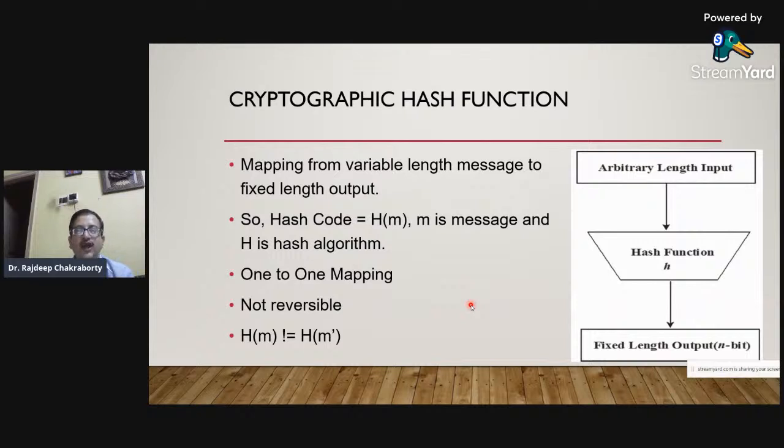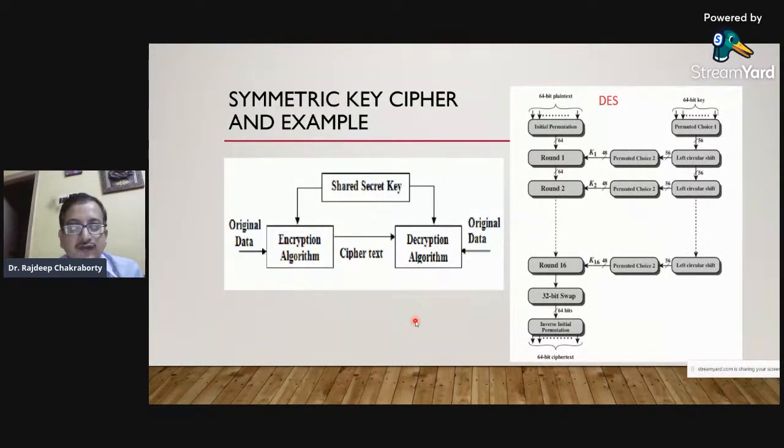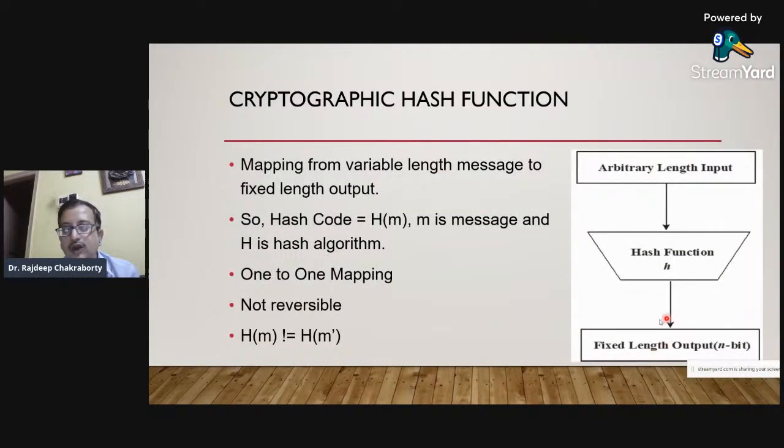Now coming to the cryptographic hash. A cryptographic hash is basically a mapping of arbitrary input length to a fixed length output. These are the properties of mapping from a variable length message to a fixed length output. This is the hash code H(M), where M is a message and H is the hash function. For the same arbitrary input, there will be the same fixed output, and it is not reversible. That is, you can go from arbitrary length to fixed length, but you cannot go from fixed length back to arbitrary length. Two different messages do not have the same cryptographic hash. The cryptographic hash function is extensively used in blockchain, and what hash algorithm you use depends on the durability and the number of blocks of your blockchain. So this is the main concept.